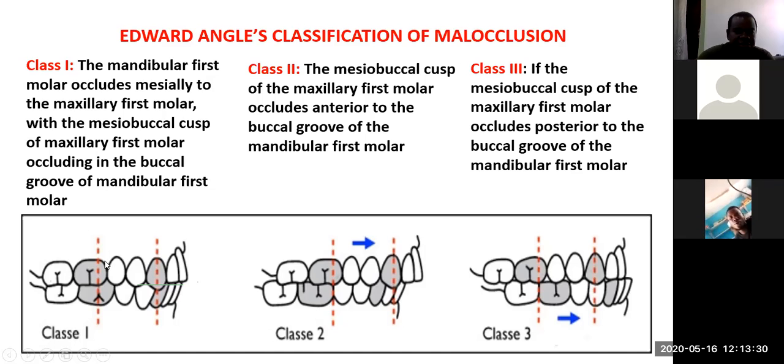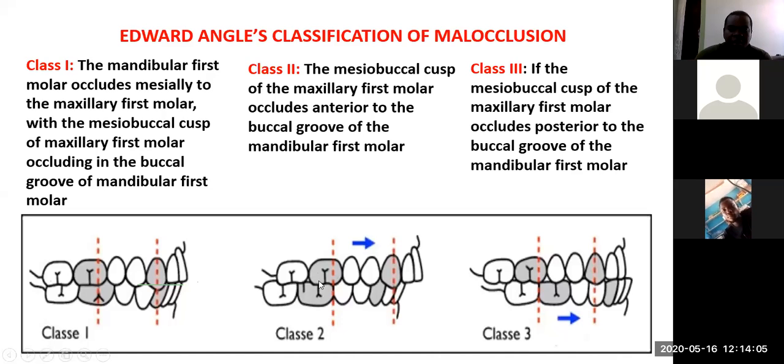You can see in the image that the mandibular first molar occludes mesially to the maxillary first molar. That is class 1. Class 2 is the mesiobuccal cusp. The mesiobuccal cusp, you can see it here, of the maxillary first molar occludes anterior to the buccal groove of the mandibular first molar. You can see it here.